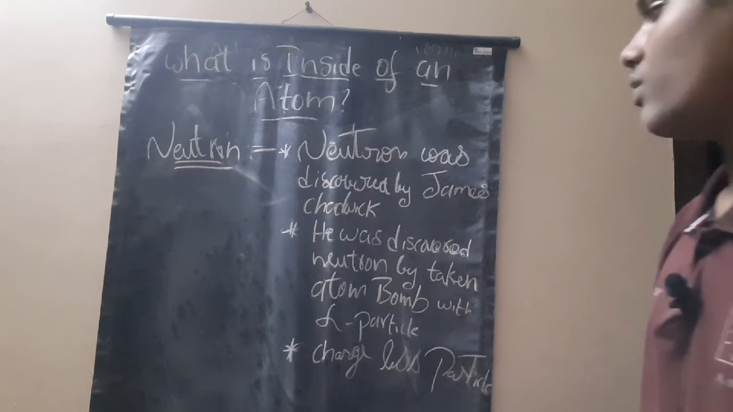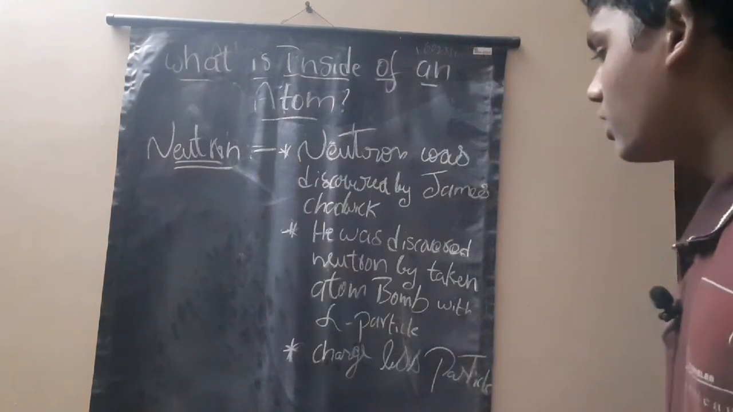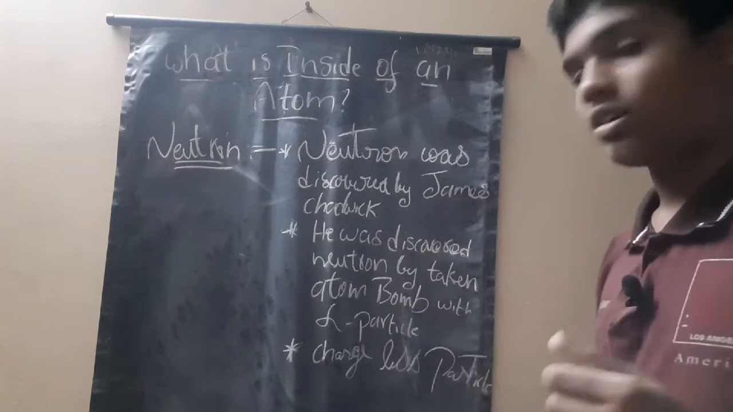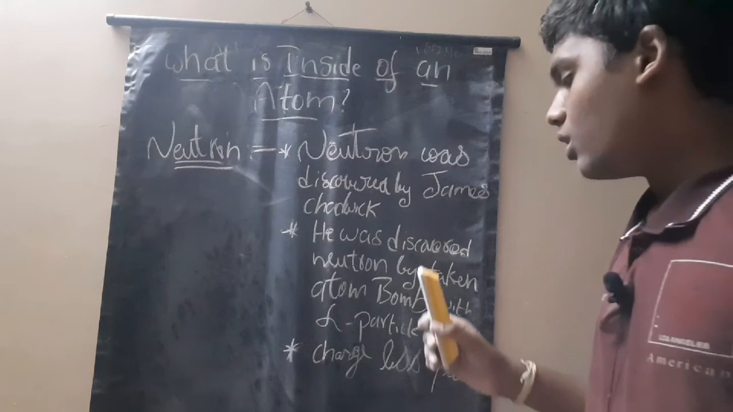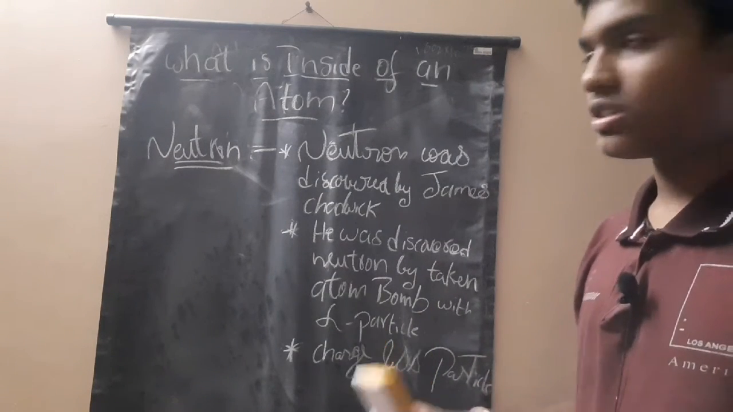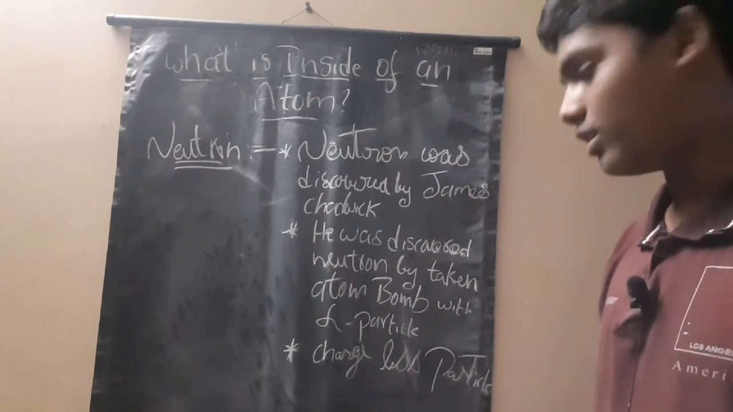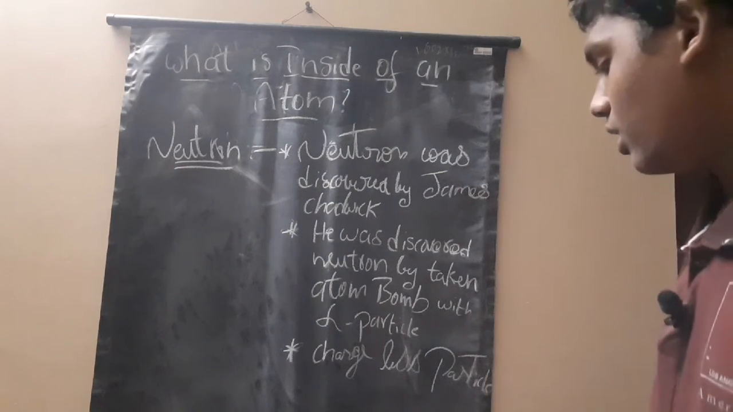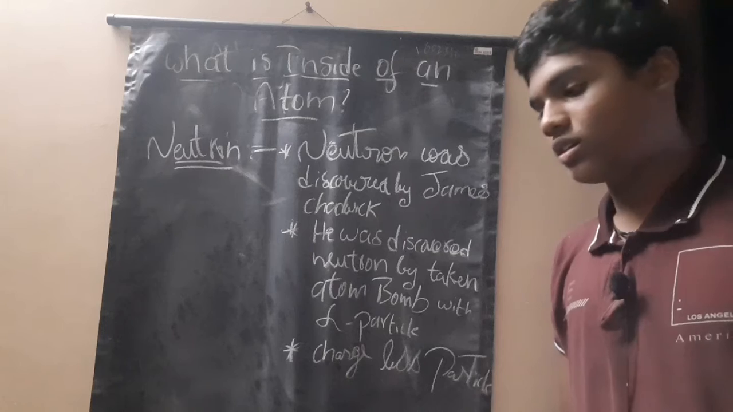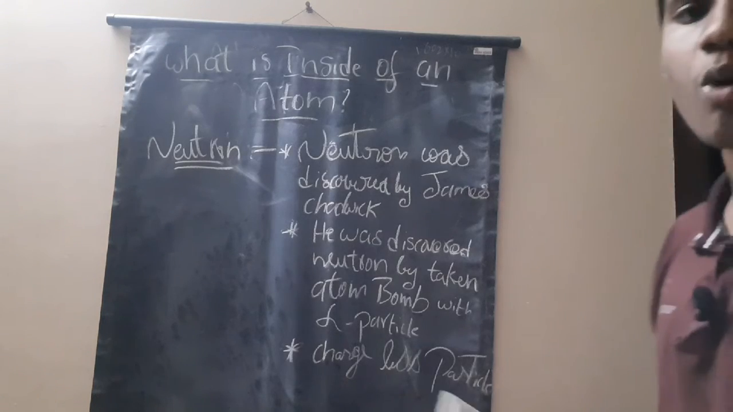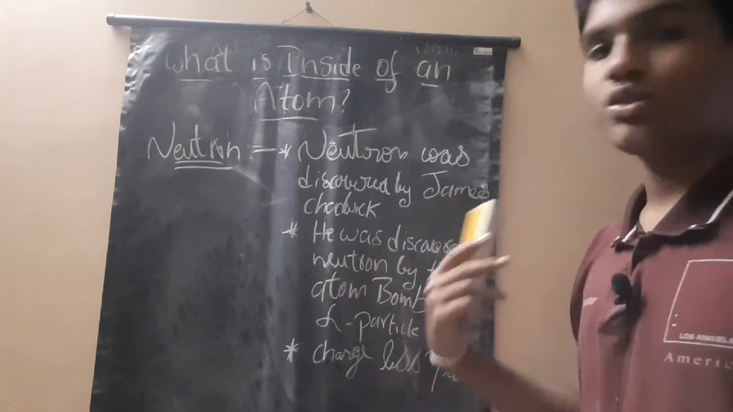Neutron was discovered by James Chadwick, by bombarding atoms with alpha particles. We will discuss alpha particles clearly with an experiment in Rutherford's atomic model, and the neutron is a chargeless particle. Now we will discuss some more points, the charge of the neutron.